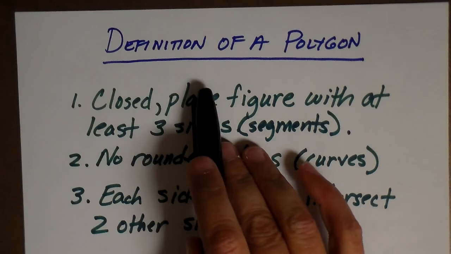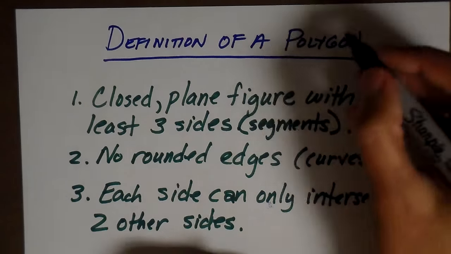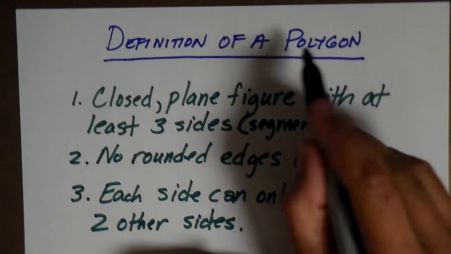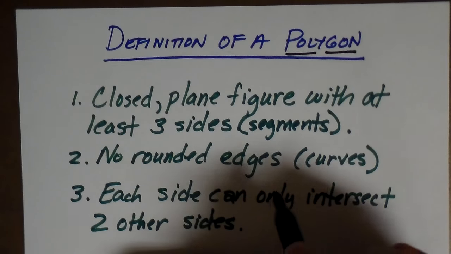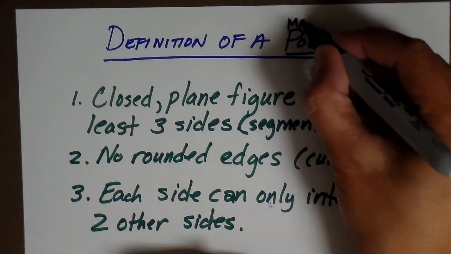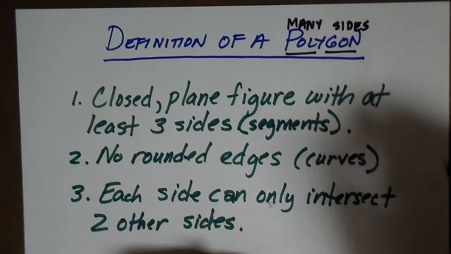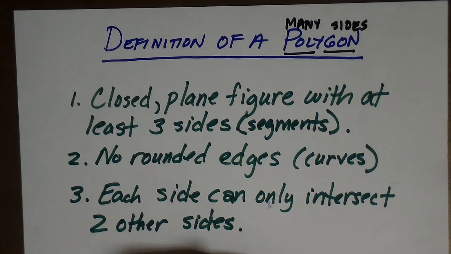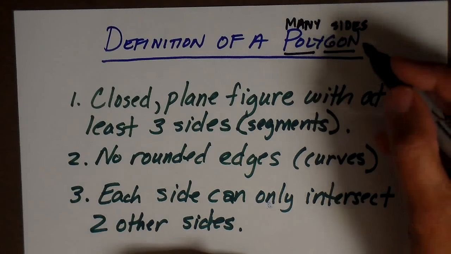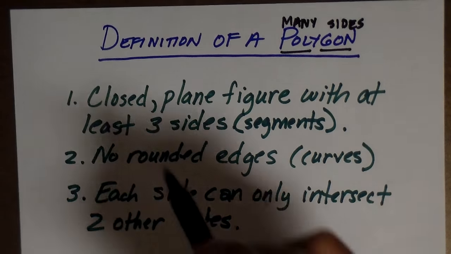All right, so we're looking at the definition of a polygon. A polygon has two parts, kind of like how you look for a suffix and prefix in English. Poly means many, and gon means sides. So a polygon is a many-sided figure. Poly means many, gon means sides. The definition of a polygon says it must have certain characteristics.